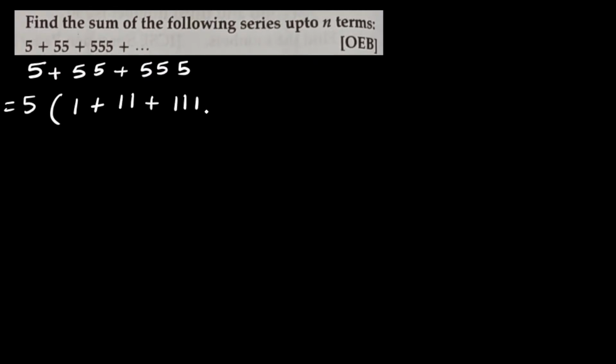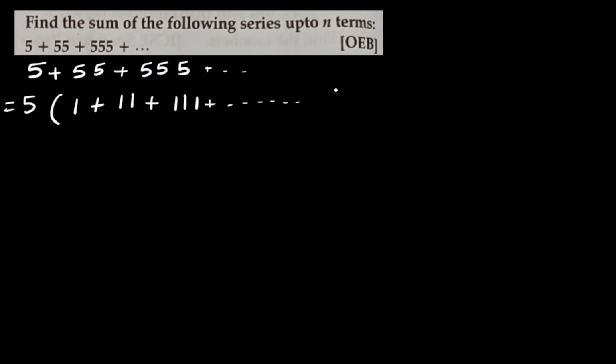So what we will do: Sn we have to find. I'll be starting from here only. This is given to us: 5 plus 55 plus 555. So we have to convert it into this form. How to convert? See, I'll take 5 common. When I take 5 common, it will become 1, 11, and here it will become 111, and so on.